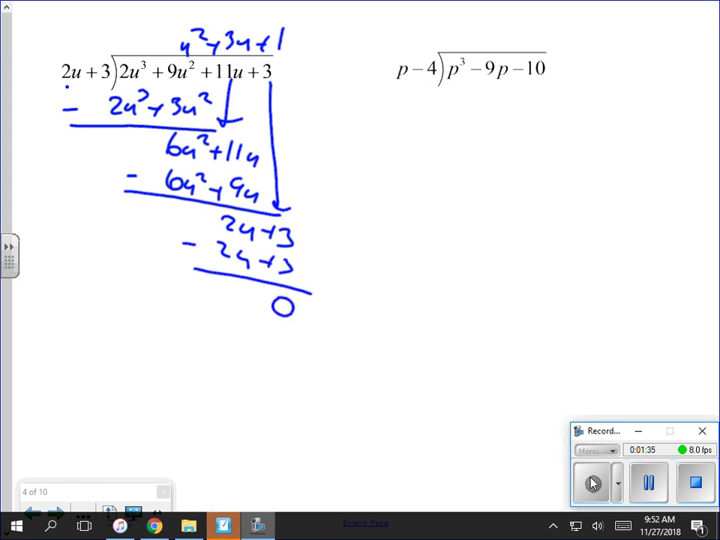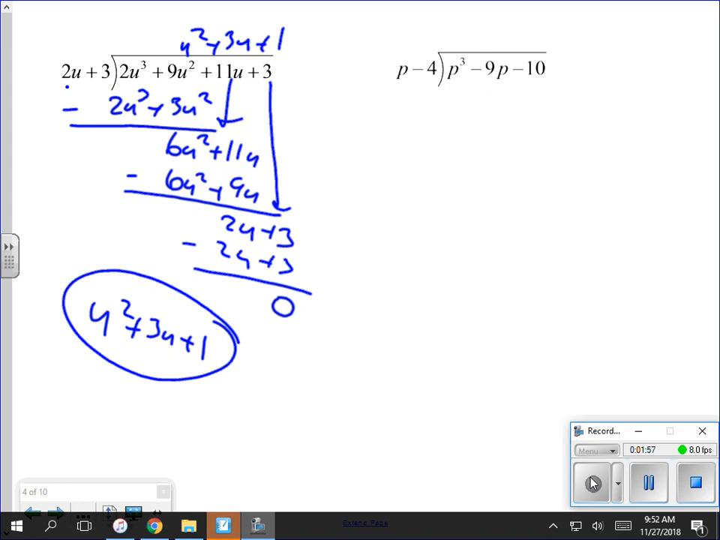It means it goes in evenly. If it goes in evenly, this is actually factorable. This is a factor of this if it goes in evenly. Okay? So my answer would be u squared plus 3u plus 1 because it goes in evenly.